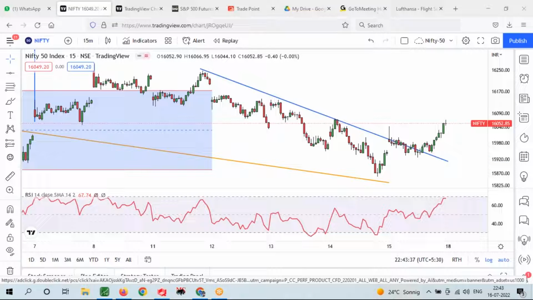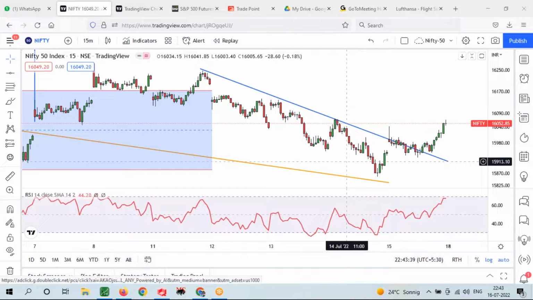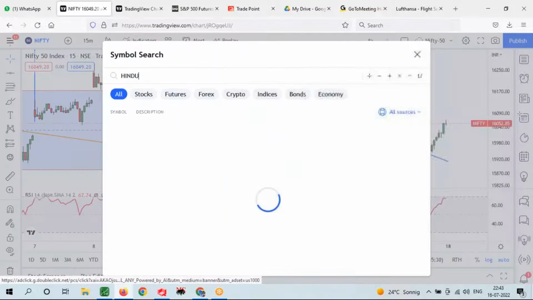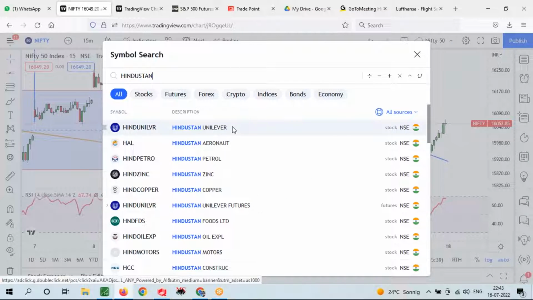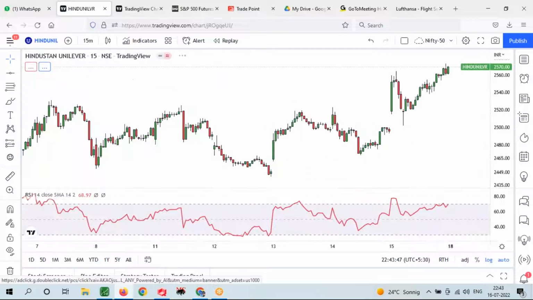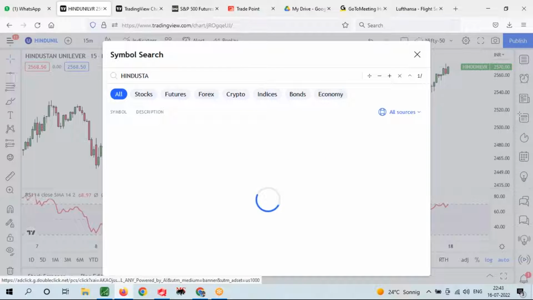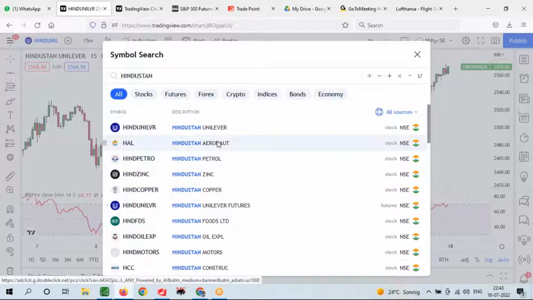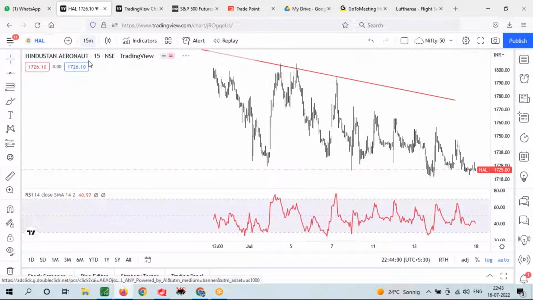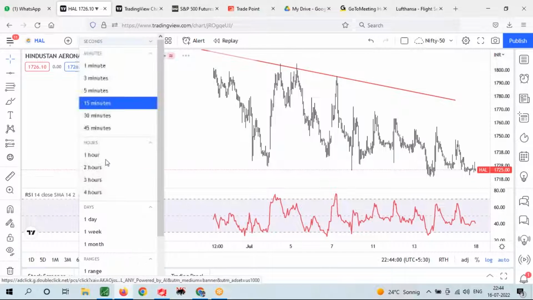Alright, any questions? HAL, I'll also add it. This is our position also. Oh, sorry. Hindustan Aeronautics. All right, I will change to the hourly chart.